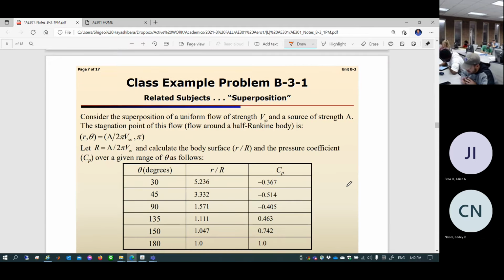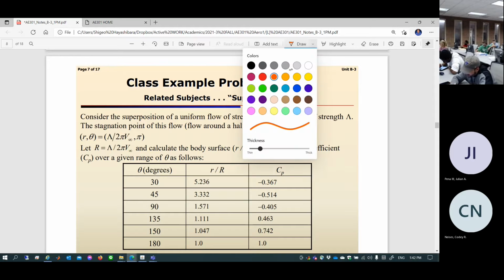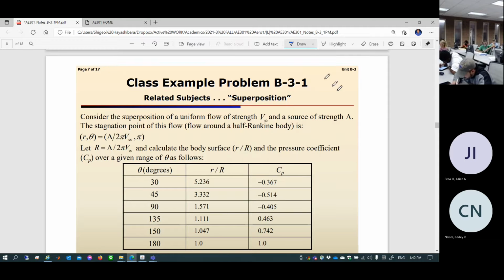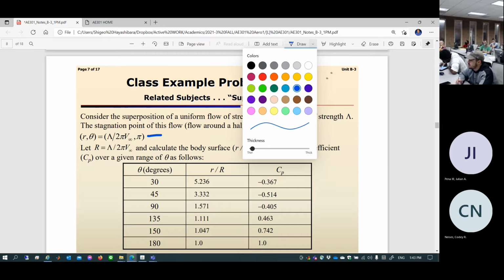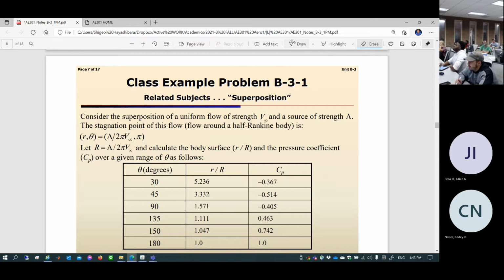This is example problem B31. This is a very important page if you really want to do project 2A, task 1, for whoever is doing it. This is something you cannot miss. Anyways, let's take a look. This is continuing from the previous superposition of uniform flow and source. So it is the superposition of uniform flow of strength V infinity and a source of strength lambda. Then, of course, we know this is the stagnation point coordinate. Okay. So this is the coordinate of the stagnation point.